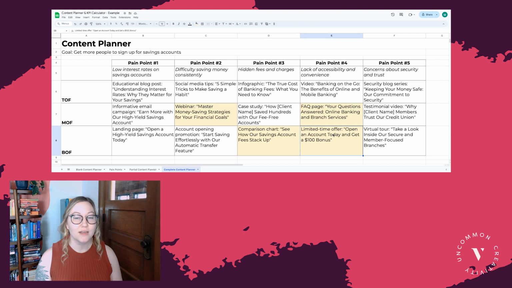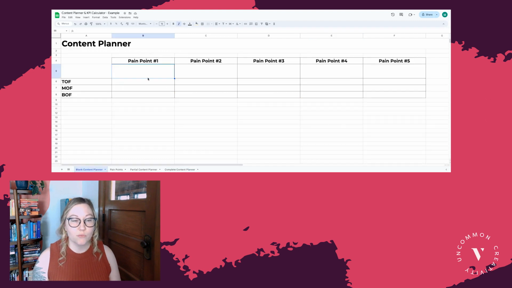So once someone has that ability to look at, okay, I have lack of accessibility to savings accounts, and we have addressed that in both an awareness, a consideration, and a decision phase, suddenly it's going to be a lot easier for them to get answers to their questions and make that next step to contact you or open that savings account.